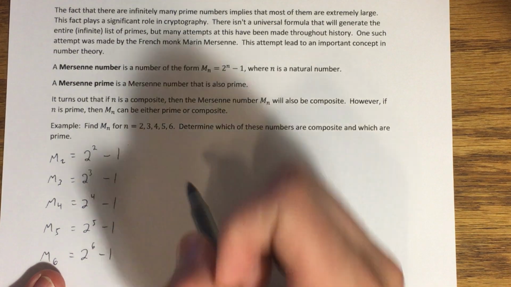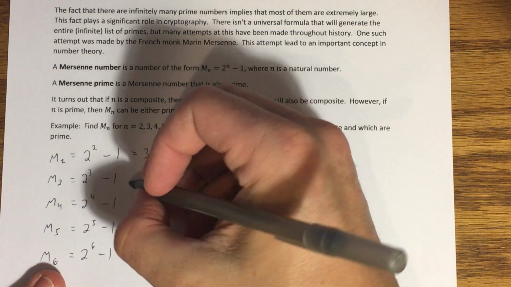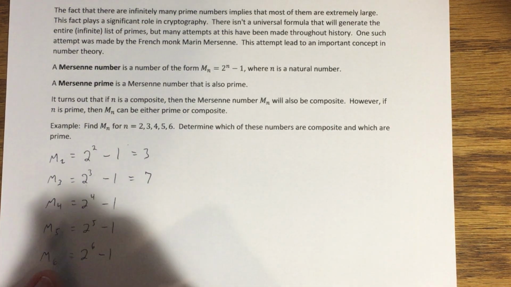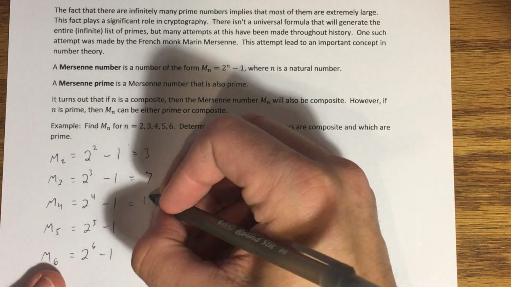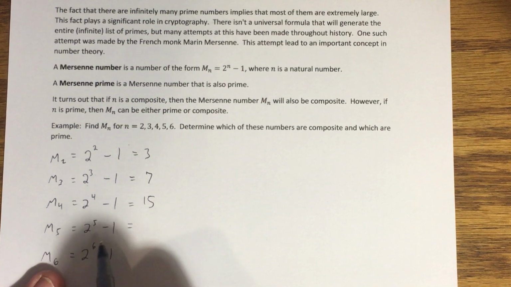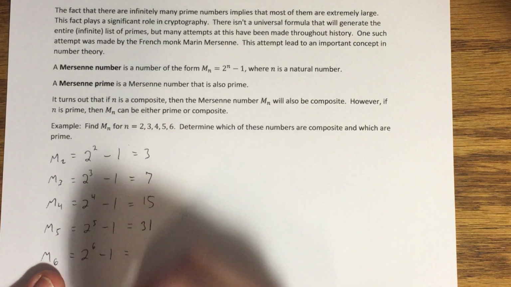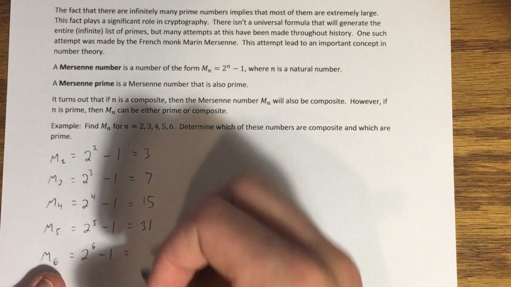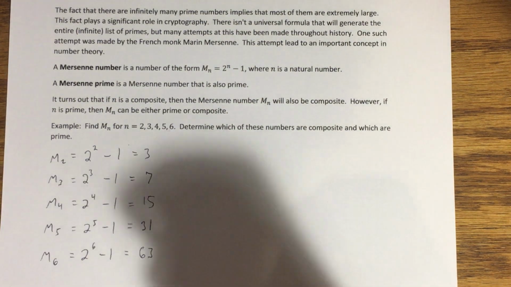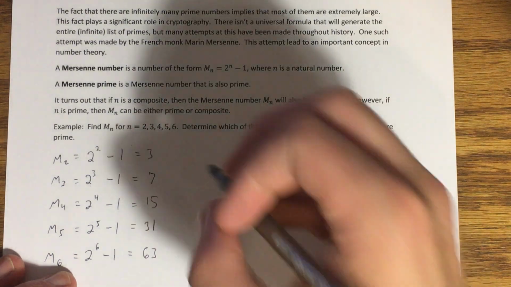2 squared is 4 minus 1. That would be 3. 2 cubed is 8 minus 1. That would be 7. 2 to the 4th power is 16, minus 1, that's 15. 2 to the 5th power is 32, minus 1, that would be 31. And then finally 2 to the 6th power is 64, minus 1, that's 63. Okay, now again, notice something here. One thing we're asked to do is determine which of these numbers are composite and which ones are prime.